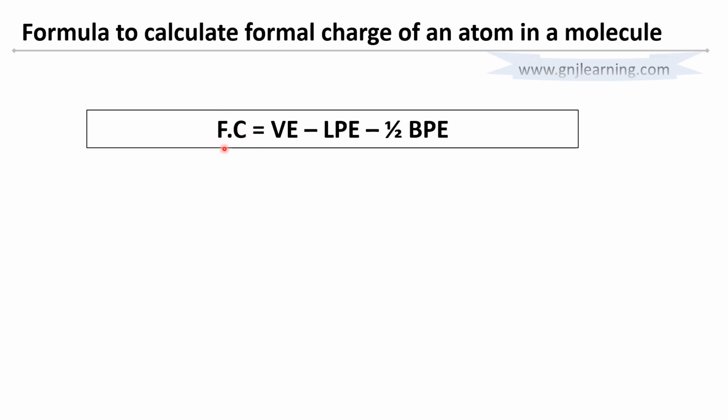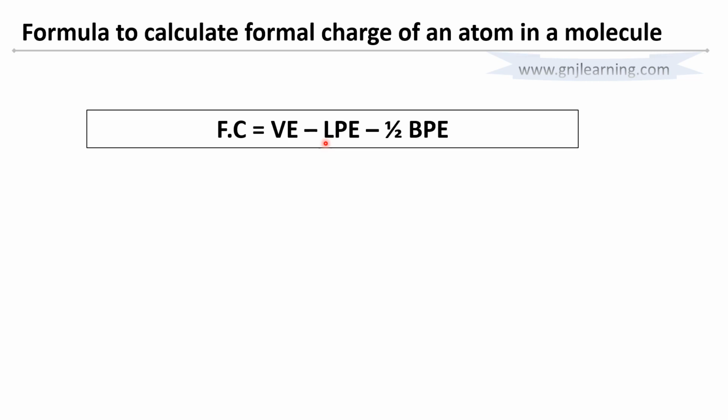So there will be a lot of atoms. For each atom, I can use this formula to find out the formal charge. So formal charge of an atom is equal to its valence electrons minus, inside the molecule, how many lone pair electrons it has. So if it has 2 lone pairs, it has 4 lone pair electrons in it, isn't it?